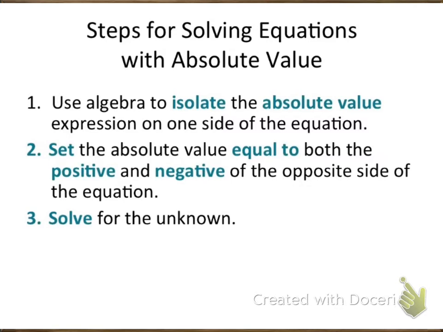So when you're solving an equation that includes the absolute value, your first step is always going to be to isolate the absolute value expression onto one side of the equation. Once you've done that, you need to set what's inside the absolute value symbol equal to both the positive and the negative of the opposite side of the equation. Next, you're going to solve for the unknown, and then you always need to make sure that you check your work to make sure your solutions actually do hold true for the original absolute value equation.